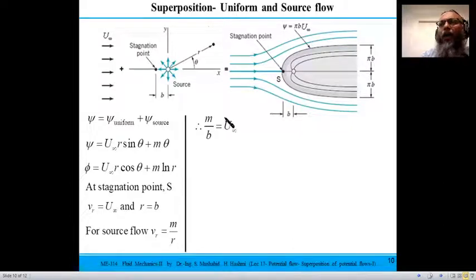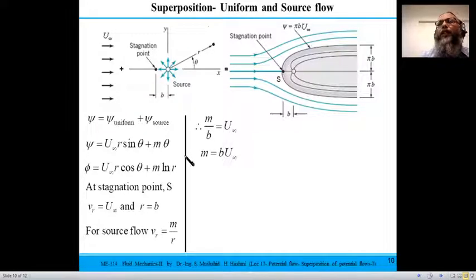So instead of r, I have just substituted b, so m upon b would be the same as u infinity. And this is very interesting. So I have an expression for b. Where this b should be located all depends upon the magnitude of the strength of the source and the magnitude of the free stream velocity, so that uniform velocity. So b can be worked out as m over u infinity.